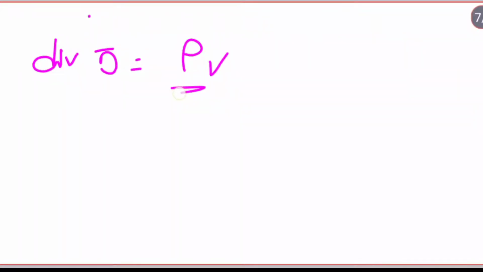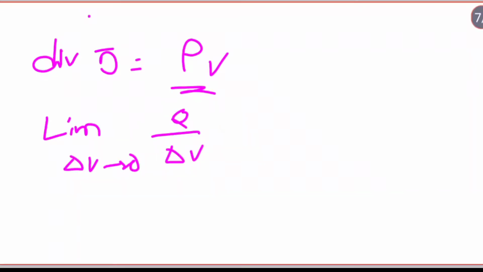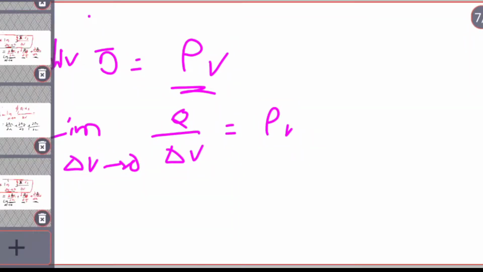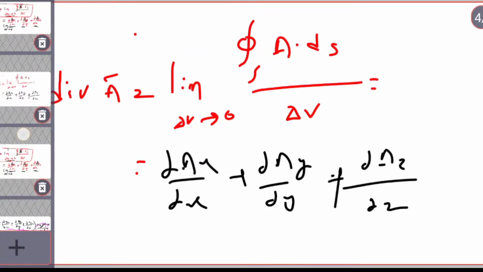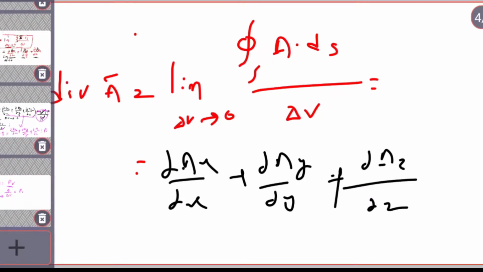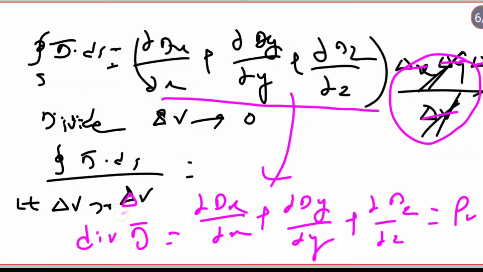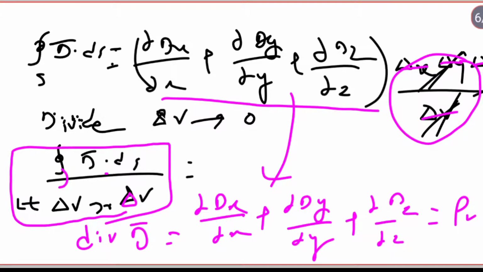Why can we say that ρv is the limit as delta v tends to 0 of Q by delta v, what we obtained previously. Similarly, the limit as delta v tends to 0 of the surface integral D dot dS by delta v, if you carry out this integration, is also known as ρv, which we can obtain.